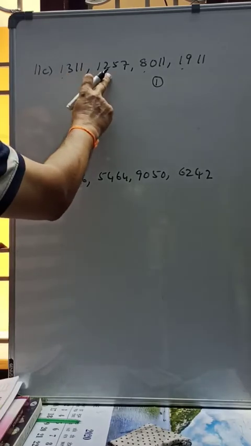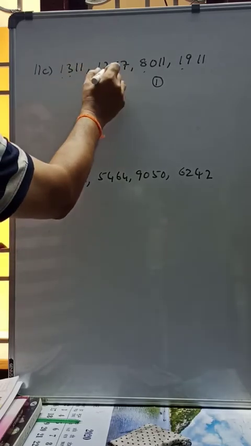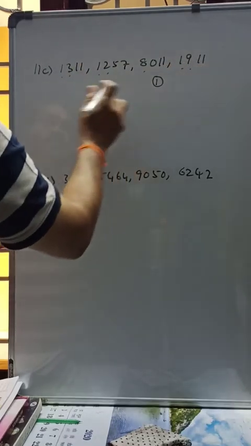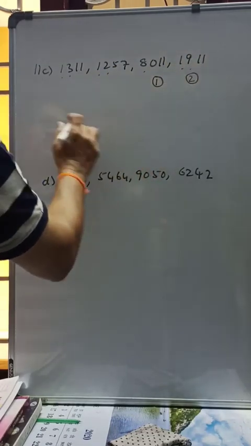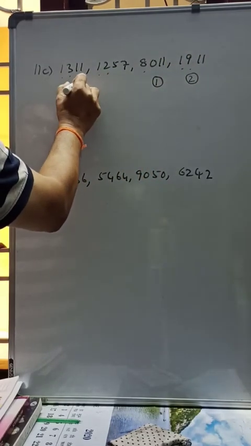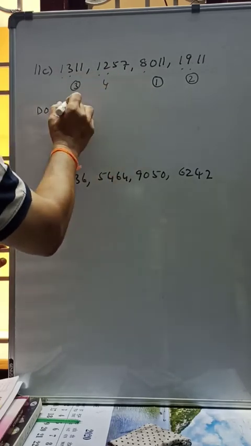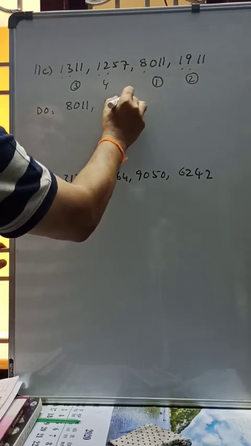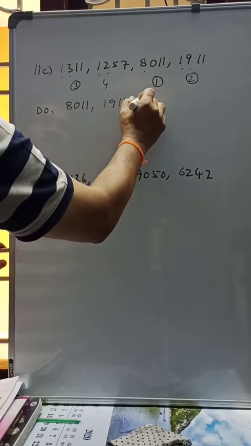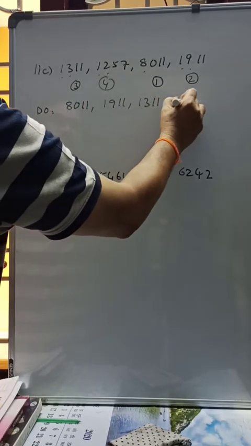Between first, second and fourth, compare the hundreds places: 3, 2 and 9. Among 3, 2 and 9, 9 is bigger, so give number 2 to this. 3 is more than 2, so 3 and 4. To write in the descending order, first number is 8011, second number is 1911, third number is 1311, fourth number is 1257.